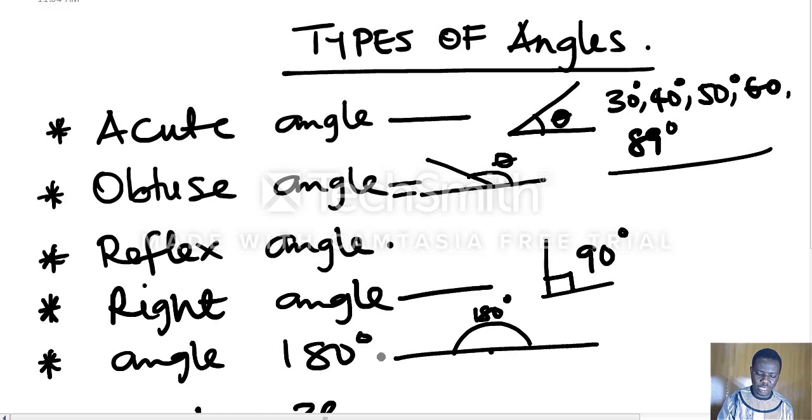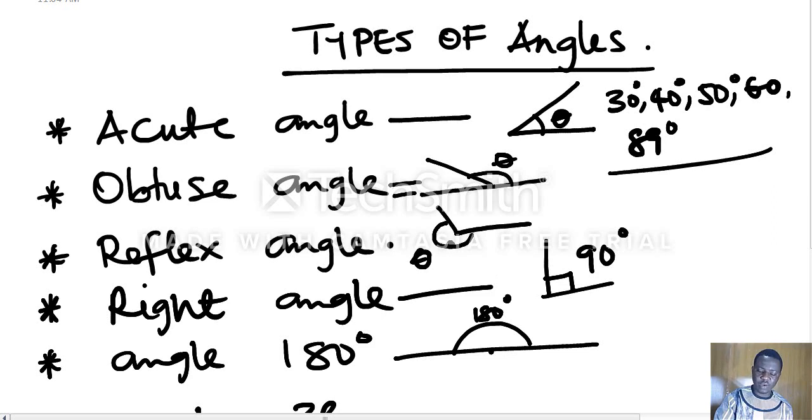Next is the reflex angle. After angle 180 degrees, we have a reflex angle, where a reflex angle is an angle that is greater than 180 degrees but less than 360. Let's assume this is an angle, so this is what we refer to as a reflex angle.